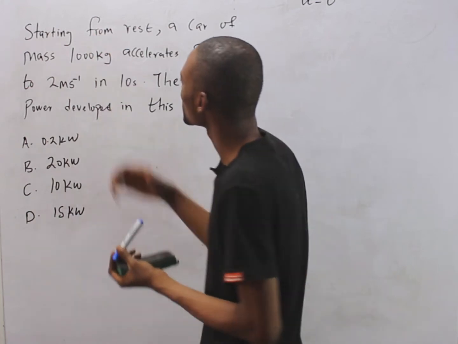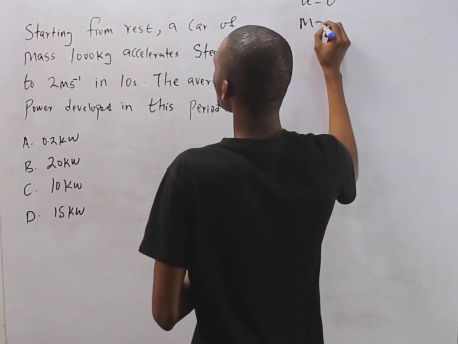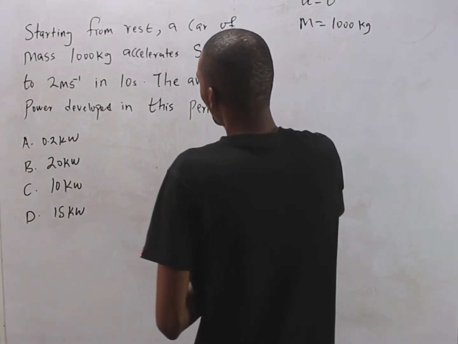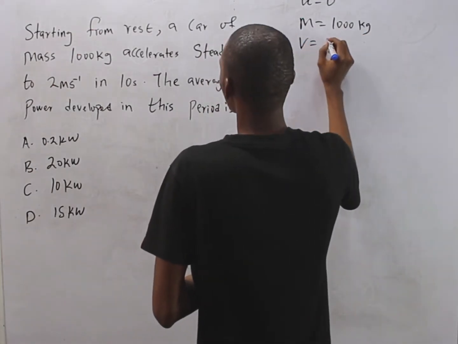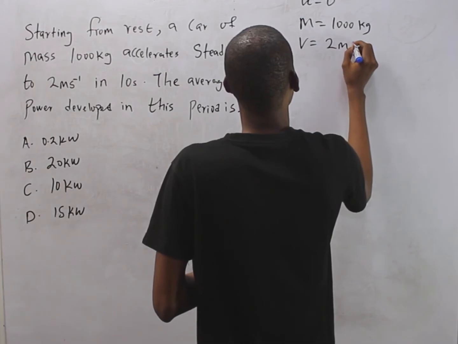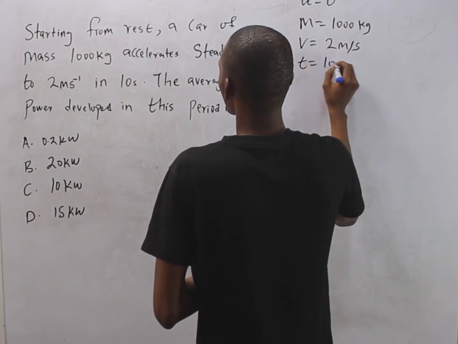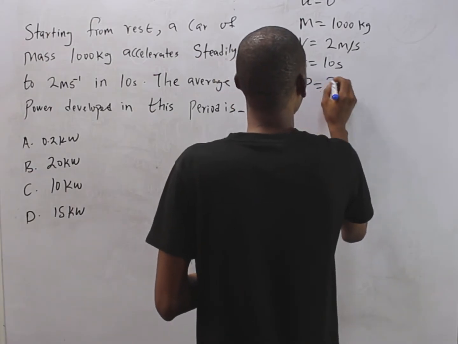A car of mass, so M equals 1000 kg. So velocity is 2 meters per second and time equals 10 seconds. Power is the question.